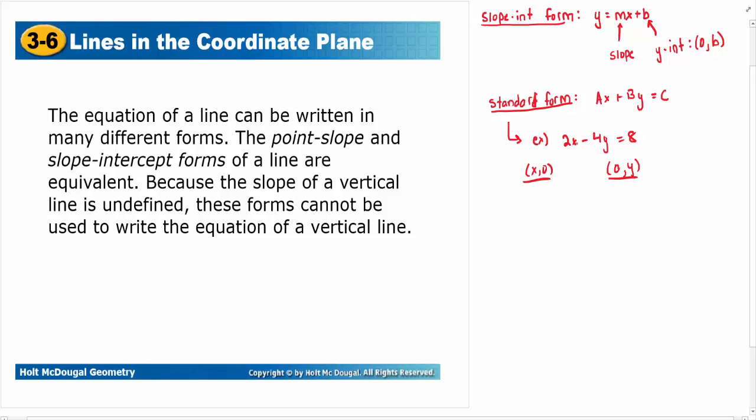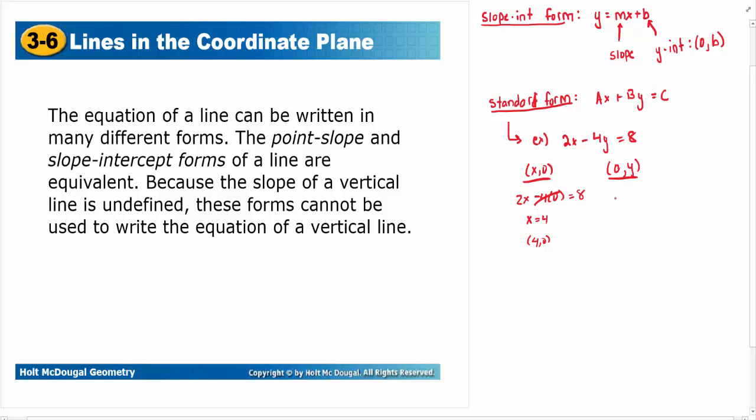Because if you plug in 0 into your standard form, it's going to get rid of one of your terms altogether. So this would be 2x minus 4 times 0, which is gone, equals 8. So 2 times 4 equals 8. So we have 4, 0.